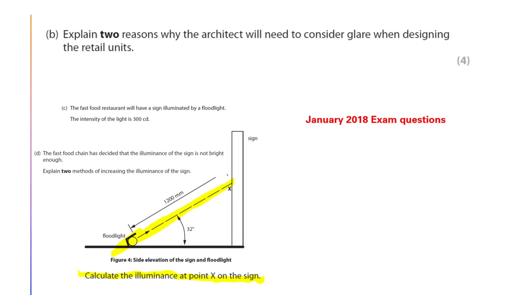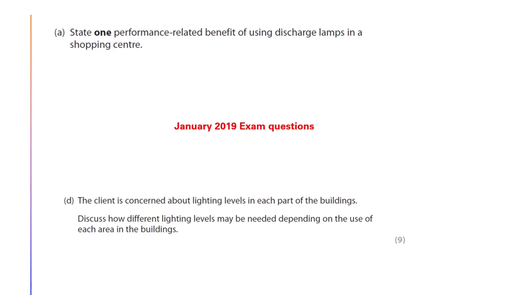So please be aware that you need to take in as much as possible through the handouts, the student books, and the environmental science book to help you along the way. Looking at the January series, there were only 2 questions on there for illumination. State one performance related benefit of using discharge lamps in a shopping centre. So what would you say to that? At this stage, you would be guessing. But in an exam, they would expect you to know.